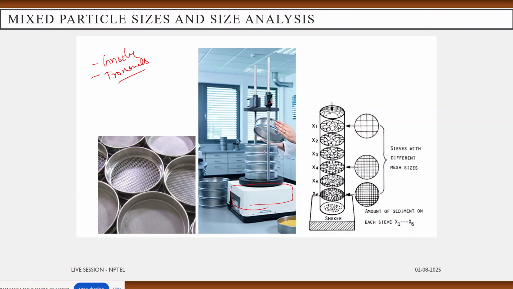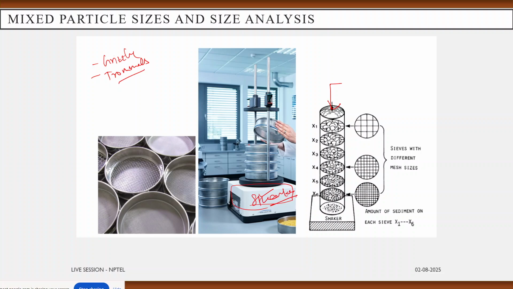So we stacked the screens one after another, in a way that the top one will be the bigger screen opening, and the bottom one will be the pan. Pan means that it will be just a pan, there will be no mesh. So when we do the size analysis, suppose we have stacked the screens one after another, and we are feeding the solid particles from above, and this equipment is nothing but a shaker.